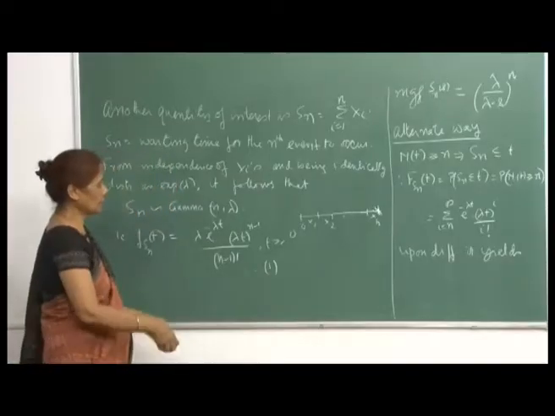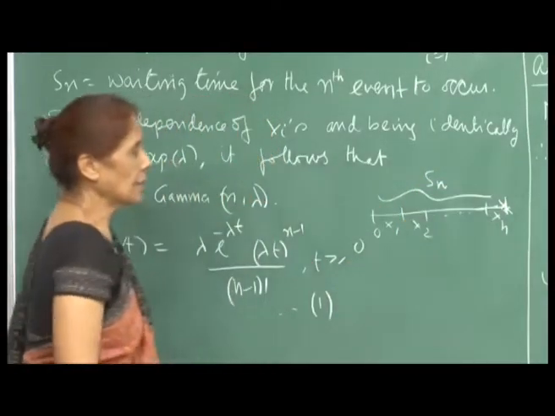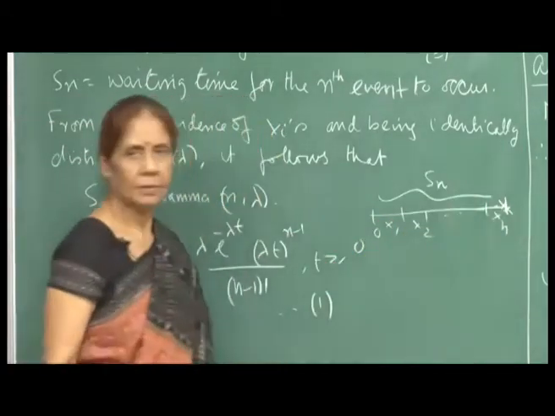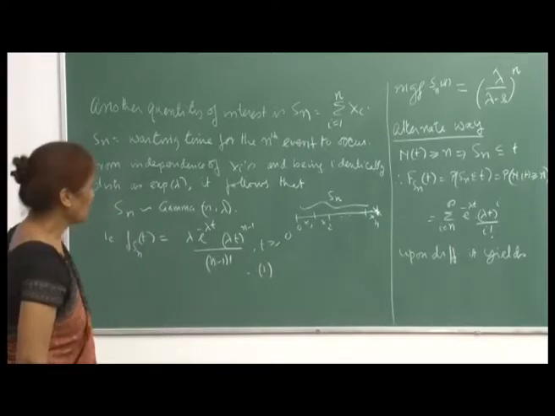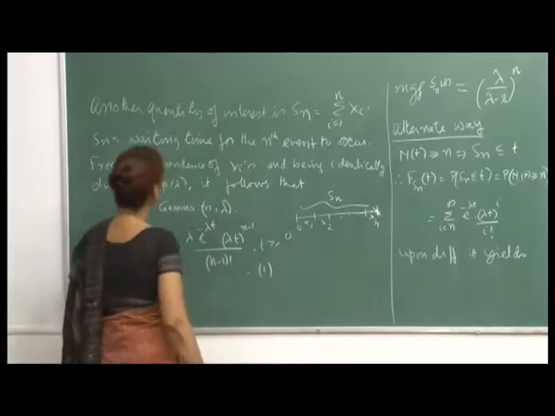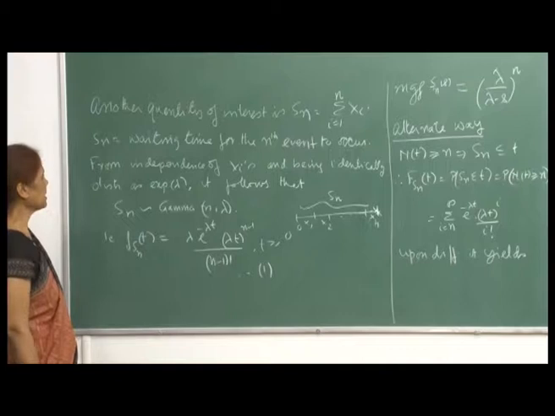So, this is the total time, that means this is the total time you are denoting by S n, which you can say is a waiting time for the nth event to occur. For the nth time the volcano has to erupt, a particular volcano or earthquake to occur, whatever process you are looking at, you can interpret S n accordingly.